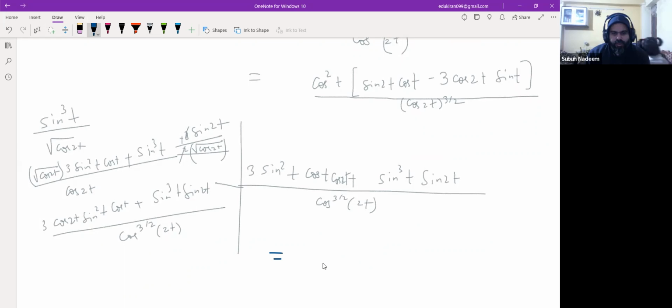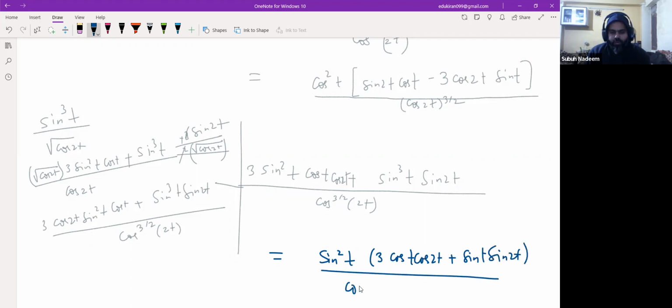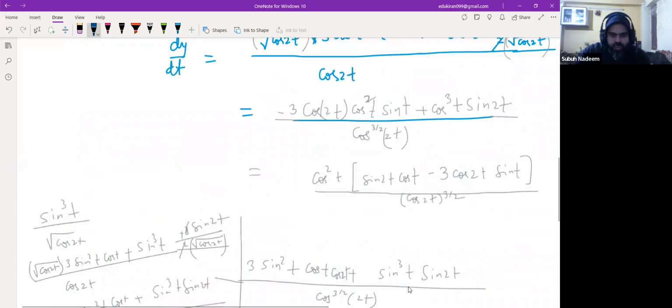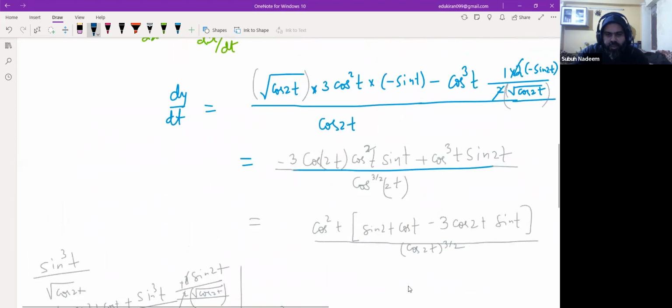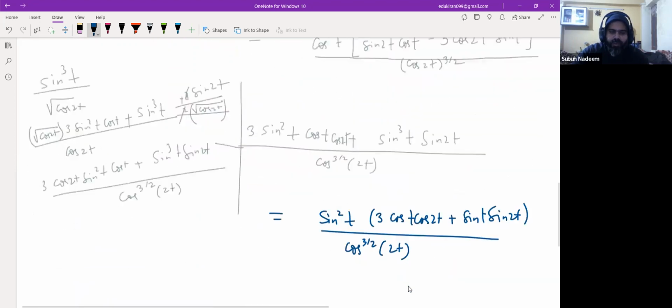So this will be sine square t common, and we have 3 cos t cos 2t plus sine t sine 2t upon cos to the power 3 by 2 of 2t. So this is dy by dt. Now we have to find dy by dx.